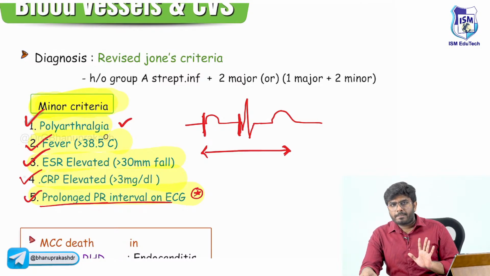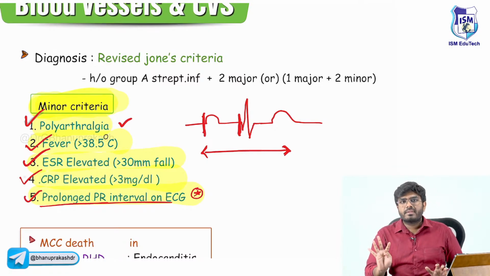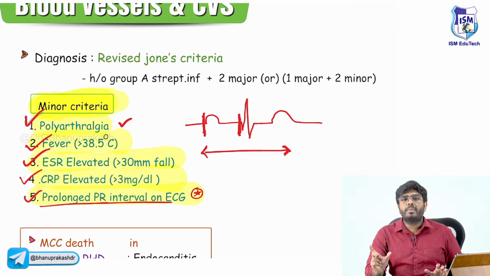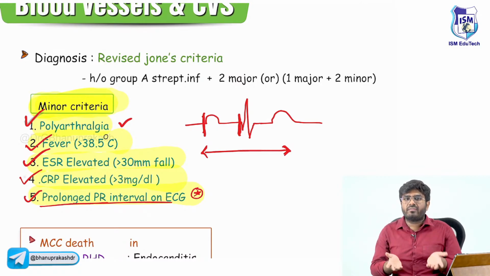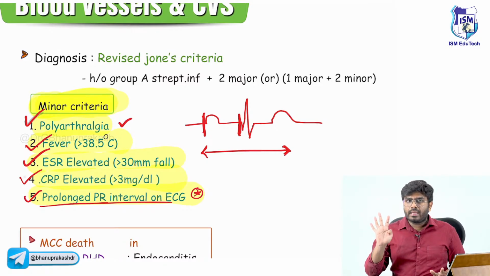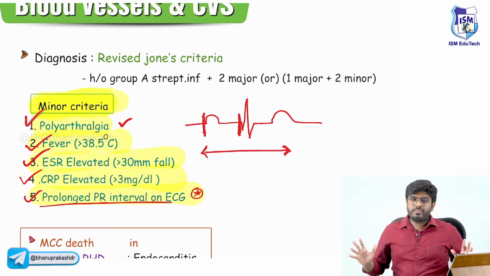Simple, sir. What are the minor criteria? There are 5 minor criteria. What are they? Polyarthralgias, fever, elevated erythrocyte sedimentation rate, elevated C-reactive protein levels, and prolongation of the PR interval. If you have any of them, you can consider it a minor criterion. So the major criteria are JONES. Minor criteria: polyarthralgias, elevated ESR, elevated CRP levels, prolongation of the PR interval and fever. So major criteria completed, minor criteria completed.